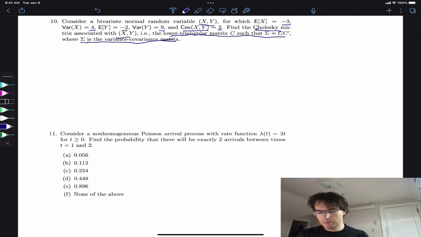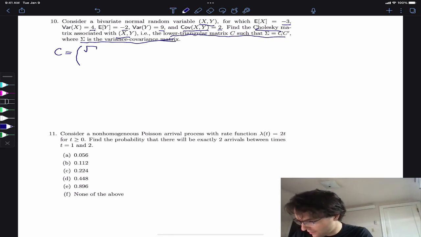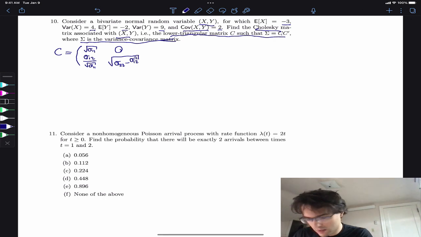So in this problem, recall that you should probably have the Cholesky matrix on your cheat sheet by now. We have this nice way of getting it, so let me just write that out: sigma 1,2 over square root of sigma 1,1, and then 0, and then square root of sigma 2,2 minus sigma 1,2 squared, divided by sigma 1,1. This is how we go about computing it.